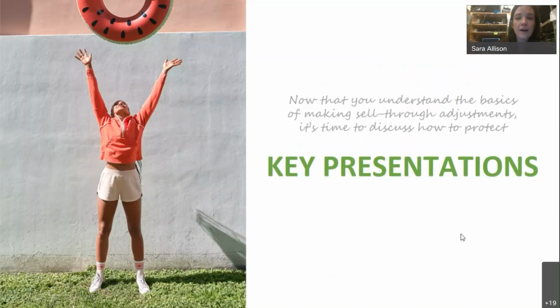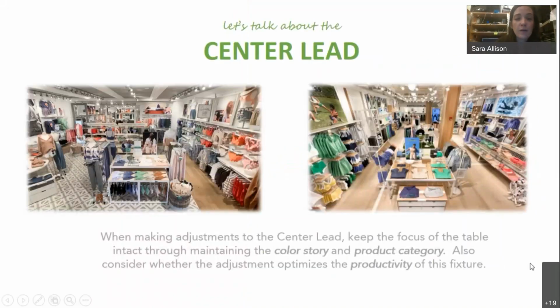Okay, so now we've got our quick tips in our back pocket. So how do we protect key presentations in the store? One of the first presentations we're going to talk about is the center lead. I feel like we talk about the center lead a lot in both brands. It's the first guest interaction with product in our store. So we do want to make sure that this is very protected and that it is communicating the storytelling of the season and what the brand direction is at all times. So we really want to focus on maintaining the color story and the product category here, and really consider whether you're optimizing the productivity of this fixture. That means, am I making the most money off of this surface as I possibly can?